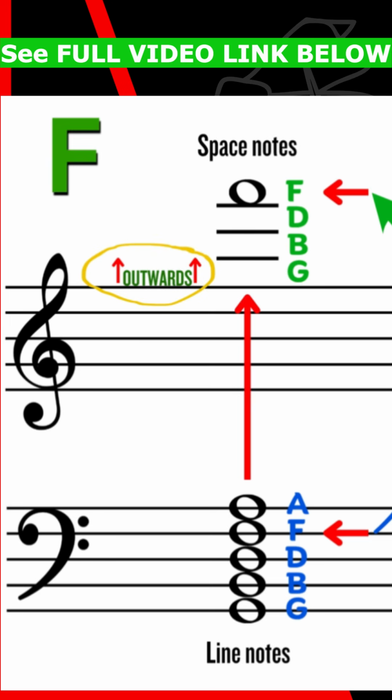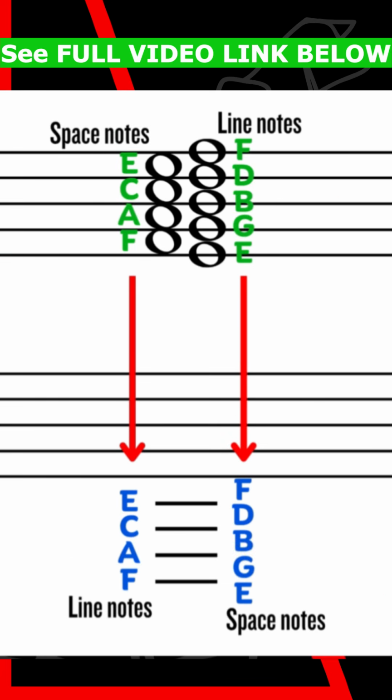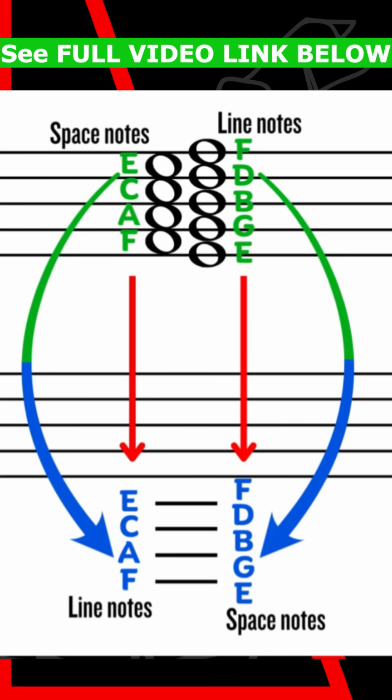Before we identify notes below the staff, there's one important rule to remember. The staff to ledger line mirror principle still works exactly the same. The 4 space notes on the treble staff still mirror the 4 line notes below the bass staff, and vice versa. The 5 line notes on the treble staff will mirror the 5 space notes below the bass staff. Let's see what this means.